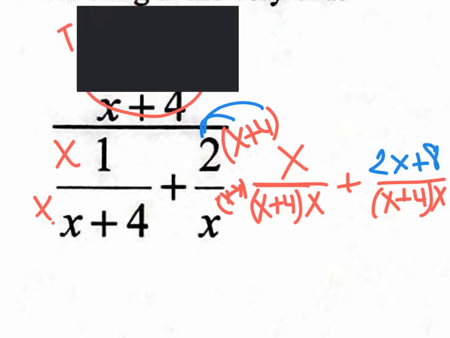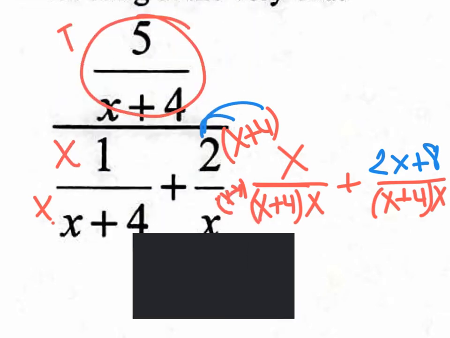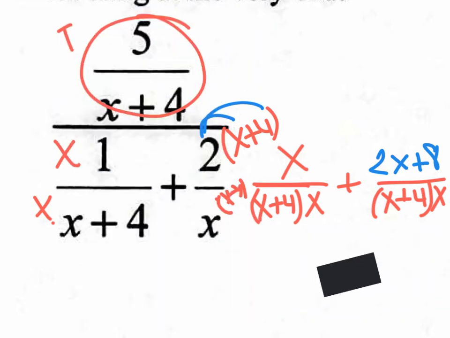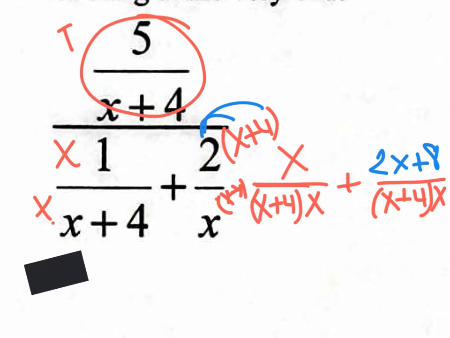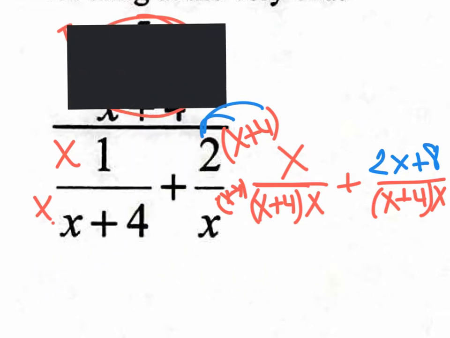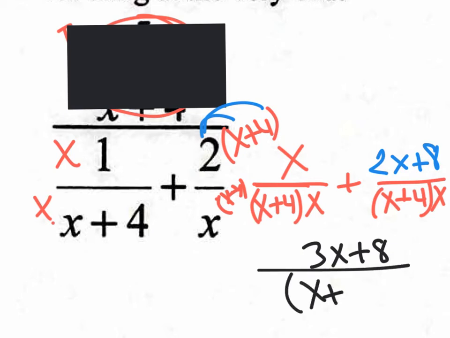Okay, so what do I have on top? Actually, let me keep that rectangle up there. Sorry, I'm still working on the bottom. Now that I have a common denominator here and here, now I could actually add the top with the top. And if you combine like terms, what do you end up with? 3x plus 8, over the common denominator, which is x plus 4 times x. This time I'm going to put the x in the front.